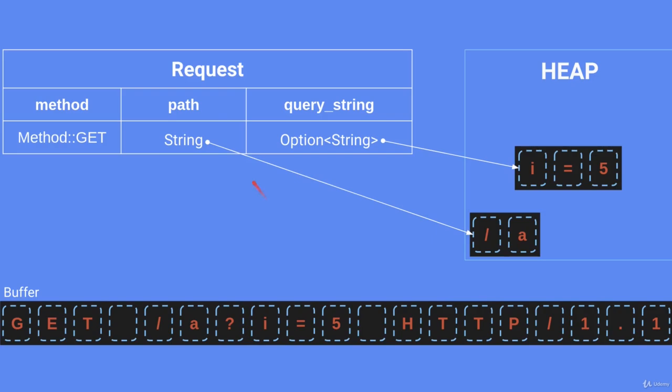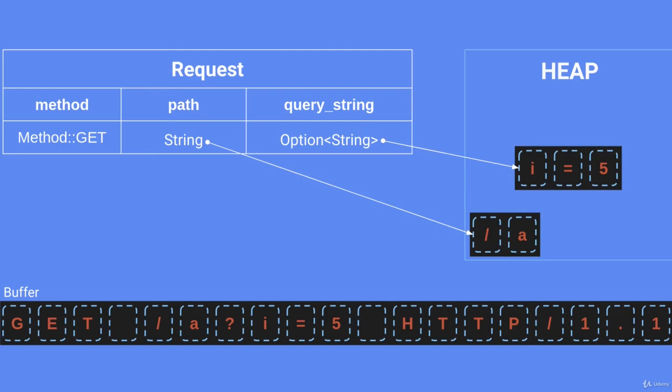When we create a request struct from this buffer, we generate a method enum from the method here. This is fine. And then for the path and the query string, we actually have to copy all of the contents of the path and then make a new heap allocation to create a new string and copy that on the heap. Same for the query string. The benefit of copying from the buffer into new strings on the heap is that now the request owns these two strings, and this means that the request can mutate them if it wants.